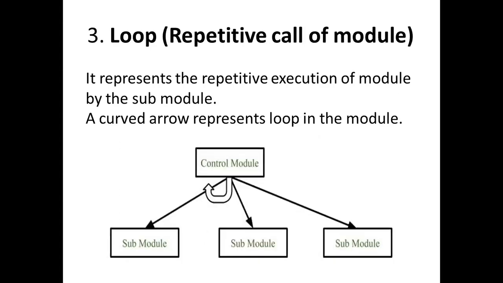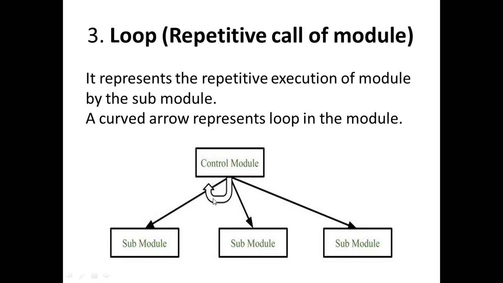Now the loop, the repetitive call. As you are already aware, this indicates that the control is going again and again to the control module. Even though here we have three sub modules, whenever the time comes and this condition is fulfilled, or may be true, then accordingly we can choose.